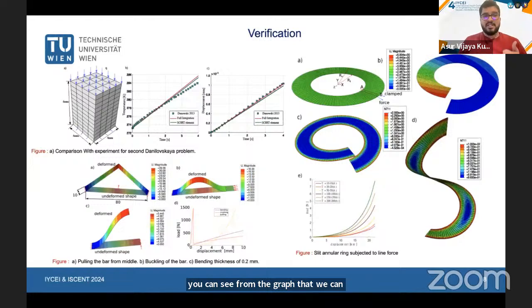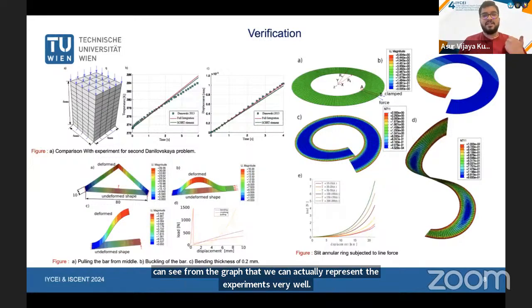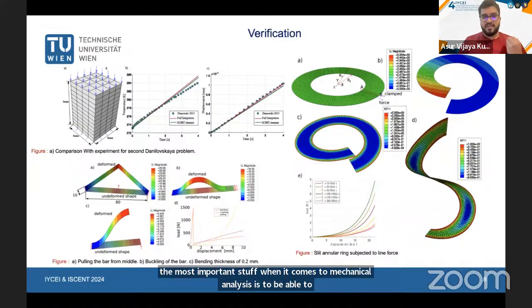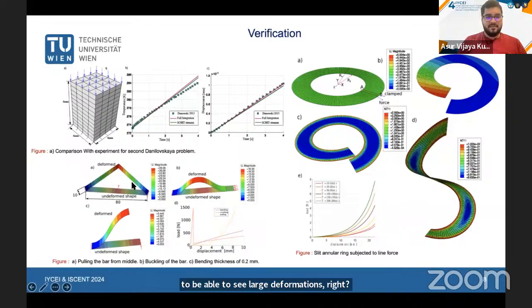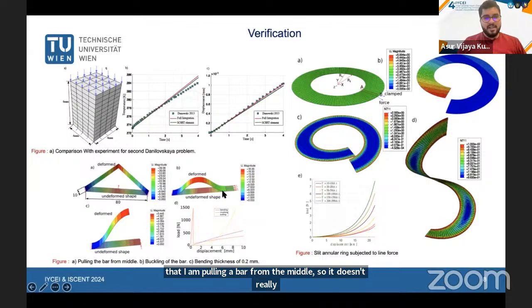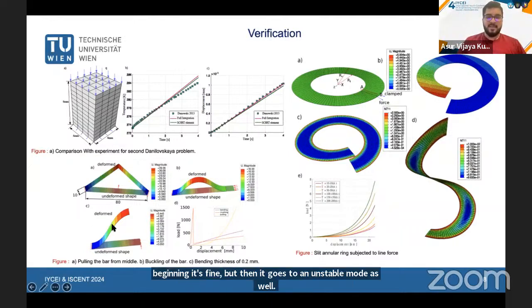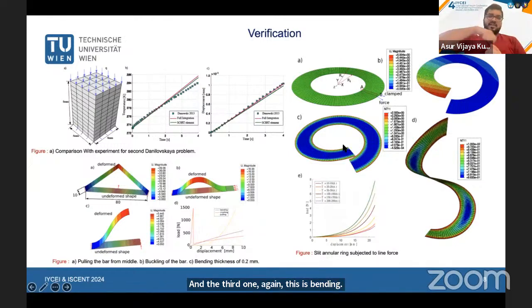So the most important stuff when it comes to mechanical analysis is to be able to see large deformations, right? So in the picture here on the left side, you can see that I am pulling a bar from the middle, so it kind of snaps. And the second one in the B, you will see also a bar which is put a force. So in the beginning, it's fine, but then it goes to an unstable mode as well. In the third one, again, this is bending. And on the right side, you will see a huge deformation from the annular ring.